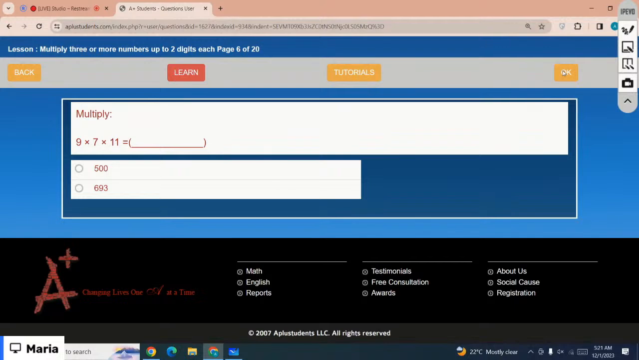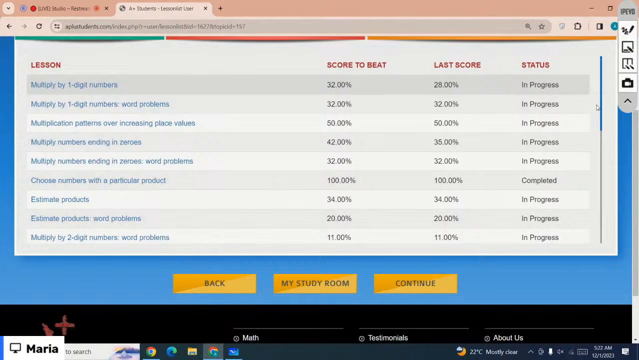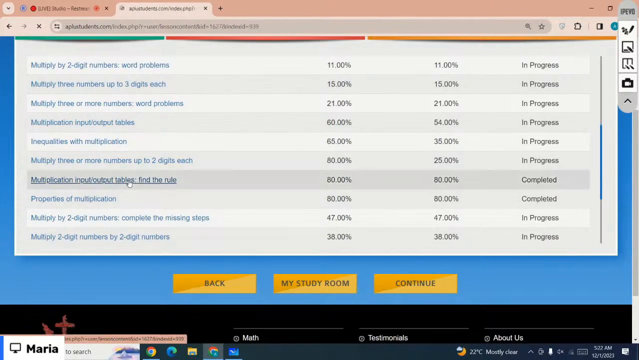You can complete the lesson by yourself later today. Let me just move on to the next lesson. The next lesson is multiplication input output tables, find the rule.